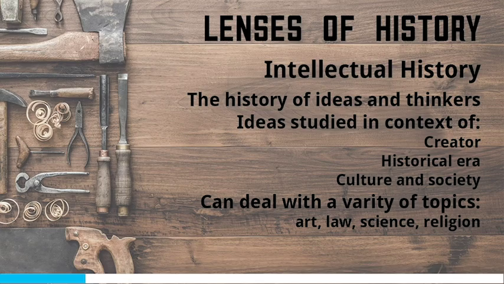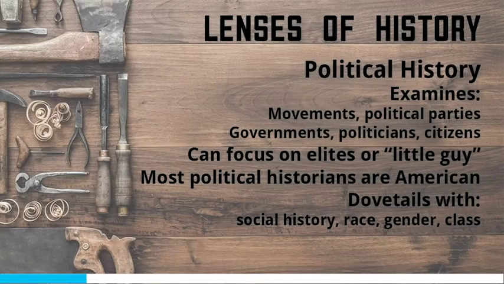The key theory of intellectual history is that ideas cannot be separated from the time and culture of their creator. Political history studies the movements, political parties, politicians, constitutions, and governments of various countries. Political history is an offshoot of the history of political thought, which would fall under the domain of intellectual history, but it includes more than just the ideas behind politics, but also the movements that result from those ideas.